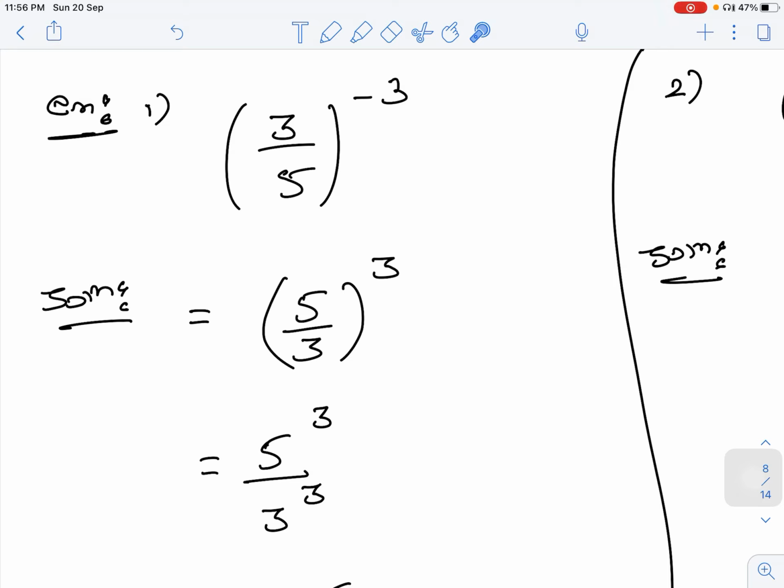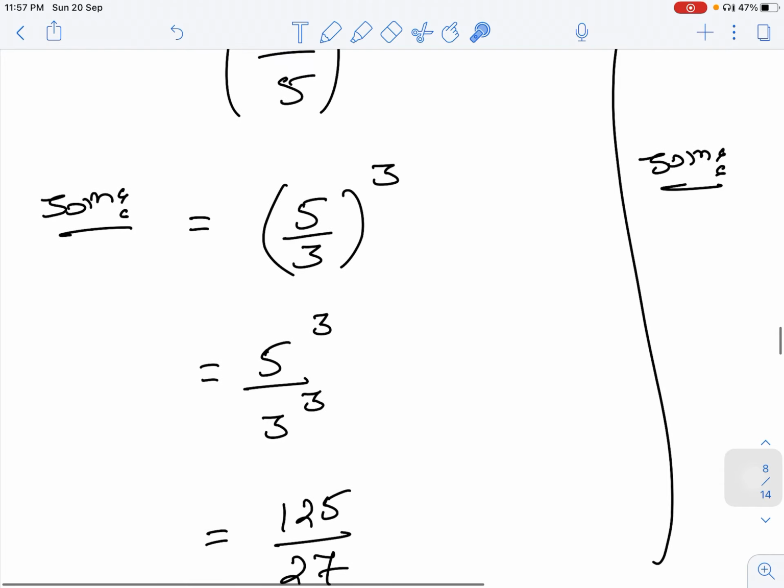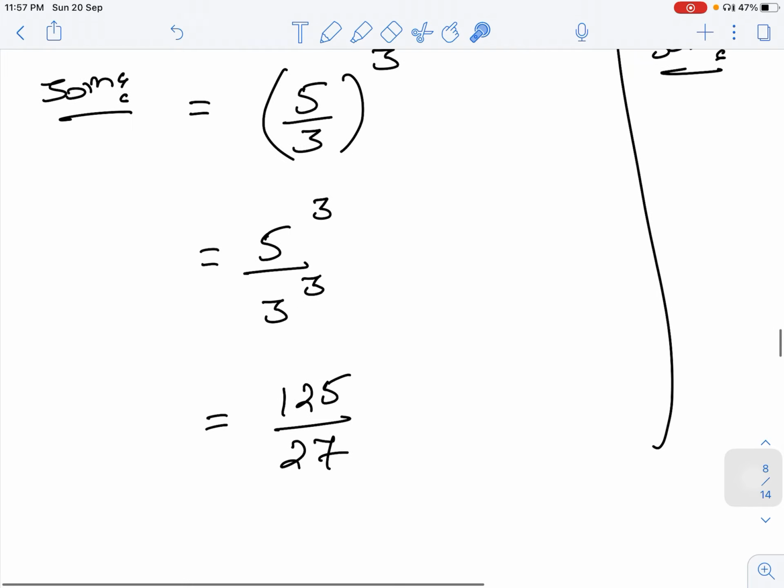So in the solution, we have changed this minus 3 to 3. At the same time, here it was 3 upon 5, so we have written its reciprocal as 5 upon 3. Next, by the same rule, this power is for both numerator and denominator, so we have written it as 5 raised to 3 upon 3 raised to 3. Now what is 5 raised to 3? 5 is multiplied 3 times, so that value is 125. 3 raised to 3 means 3 is multiplied 3 times. So the answer is 125 upon 27.